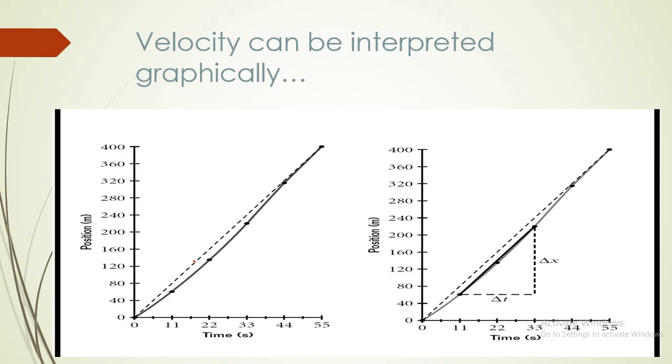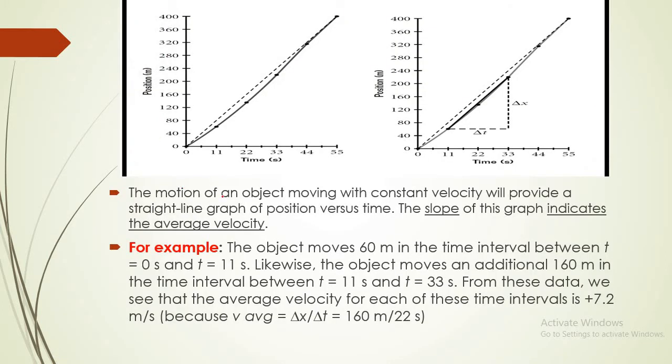Also, velocity or average velocity can be described graphically. The motion of an object moving with a constant velocity will provide a straight line graph of position versus time. The slope of this graph indicates the average velocity.